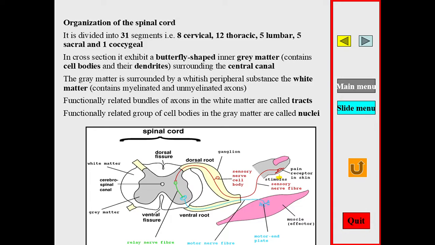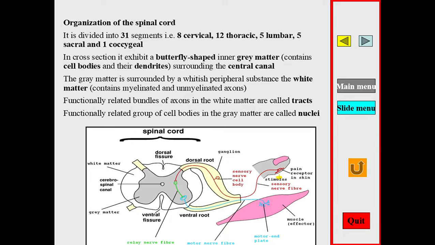Now we move into the organization of the spinal cord. As we all know, the spinal cord is divided into 31 segments: 8 cervical, 12 thoracic, 5 lumbar, 5 sacral, and 1 coccygeal. In a cross section, the spinal cord, as we said, exhibits a butterfly shape, which represents the gray matter of the spinal cord, which is surrounded by the white matter.